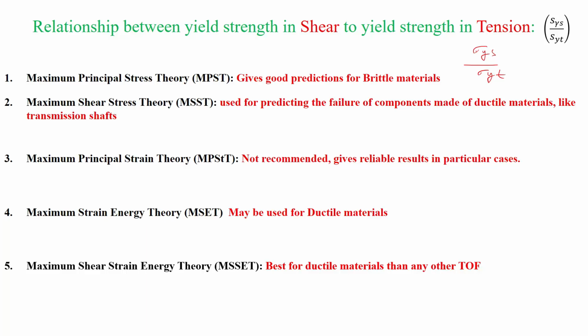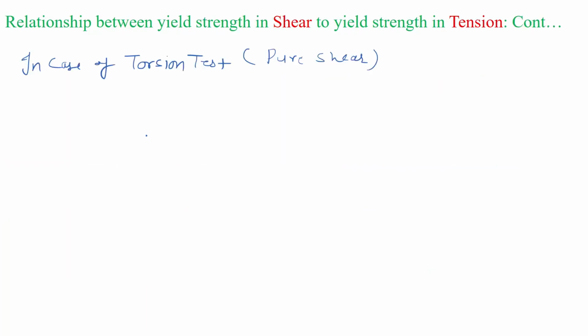So in one go, we can say the first one is used for brittle material, the rest, 2, 3 and 4, are used for ductile material. But for the ductile material, the best one is the maximum shear strain energy theory. So now we'll take a case of torsion test or pure shear stress.